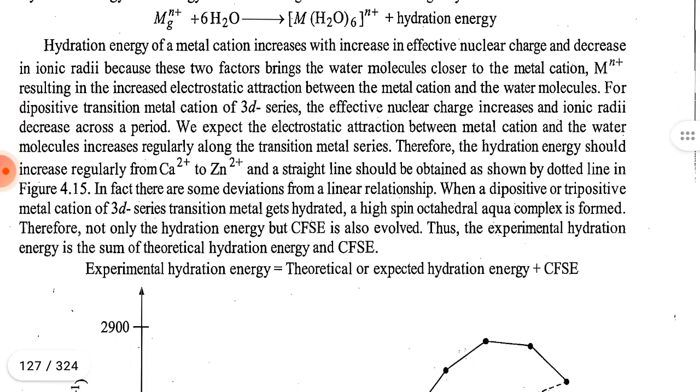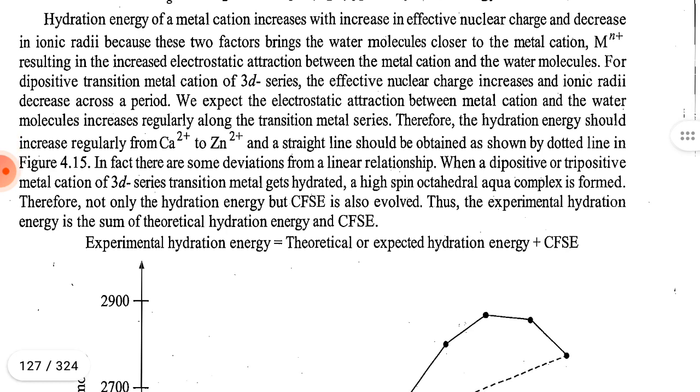M^n+ reacts with 6H2O to give [M(H2O)6]^n+ plus hydration energy. The hydration energy of a metal cation increases with increase in effective nuclear charge and decrease in ionic radii, because these two factors bring the water molecule closer to the metal cation M^n+, resulting in increased electrostatic attraction between the metal cation and the water molecule.